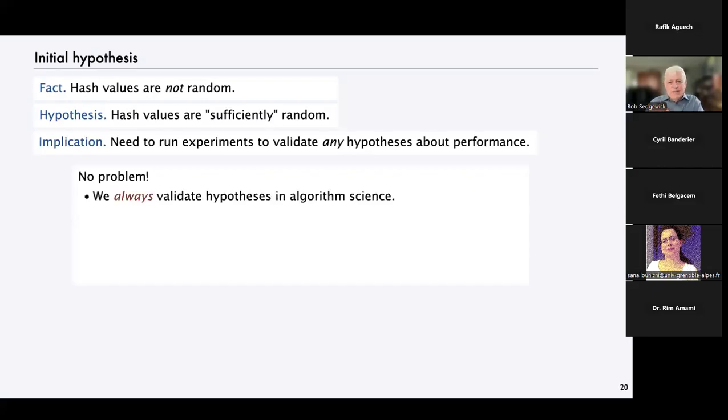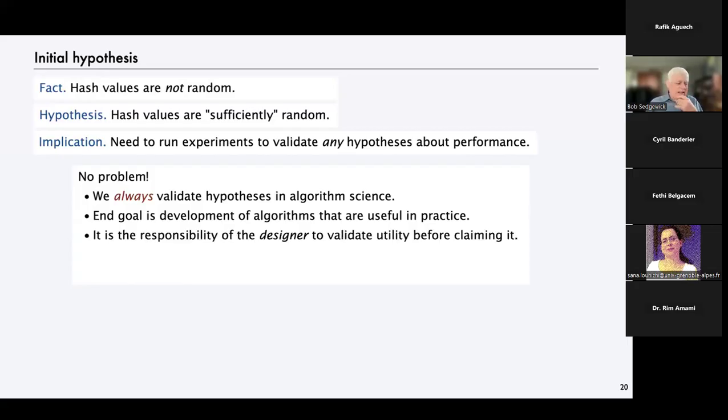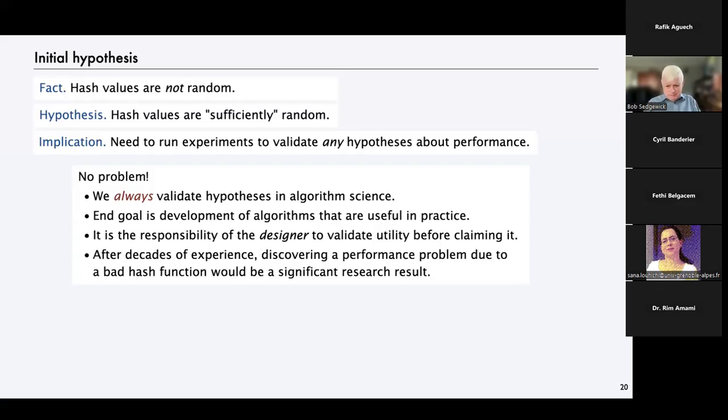And again, that's no problem for us. We always validate hypotheses in algorithm science. We have the algorithm. I gave you the code. We're going to run it, and we're just trying to understand how it works. What we want to do is develop algorithms that are useful in practice, and it's no good to just say, oh, I think this algorithm might do that. Before you put it in an algorithms book, you really should have some validation that it's going to work.